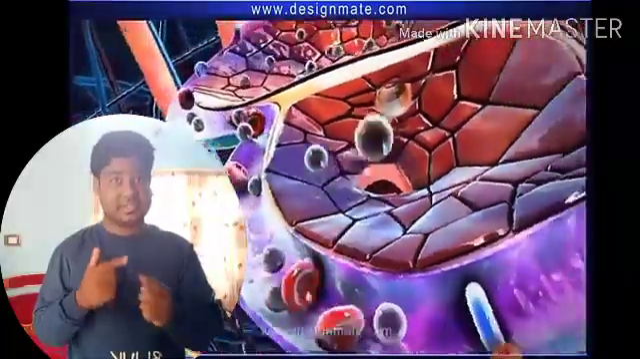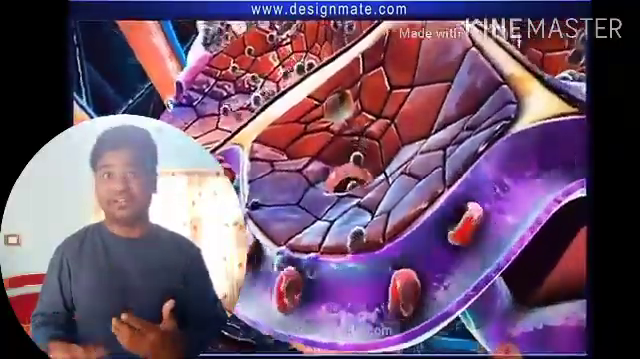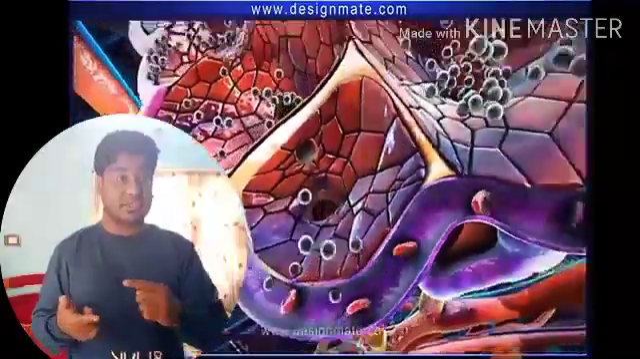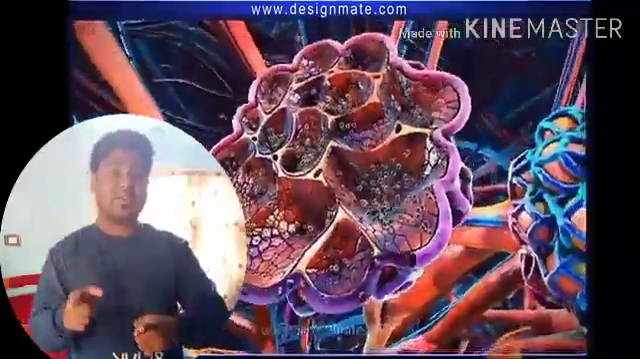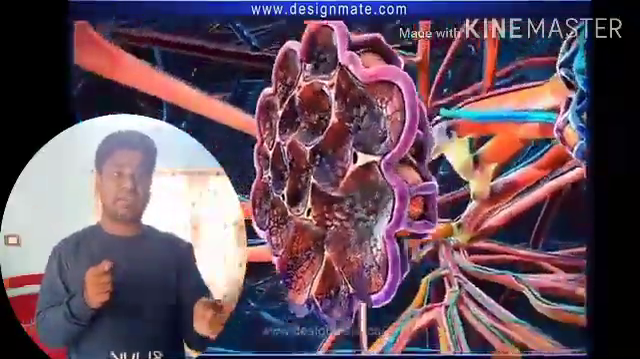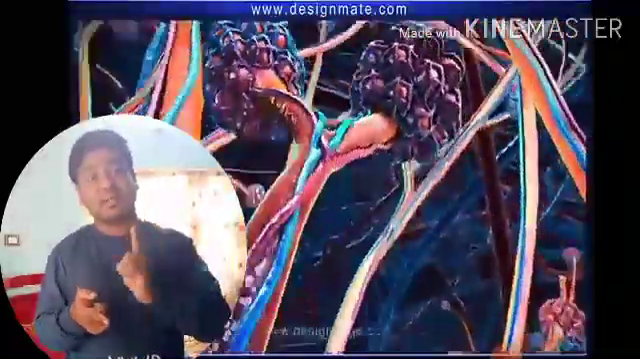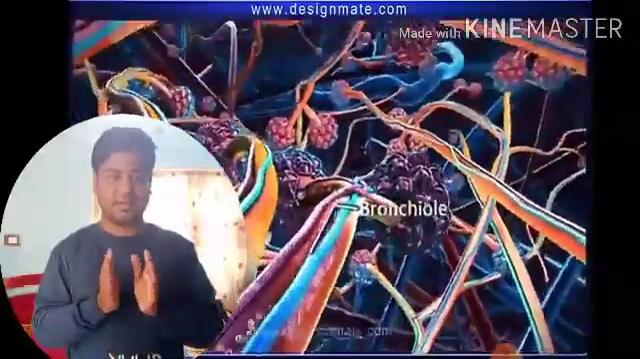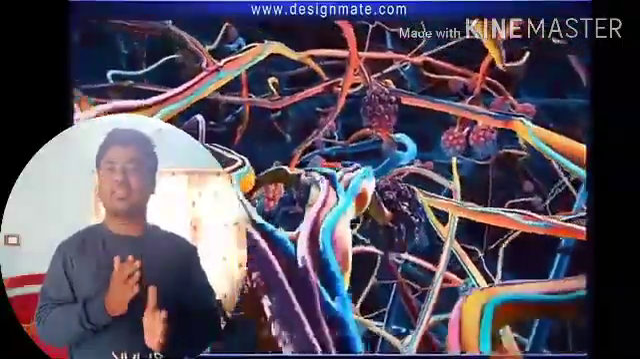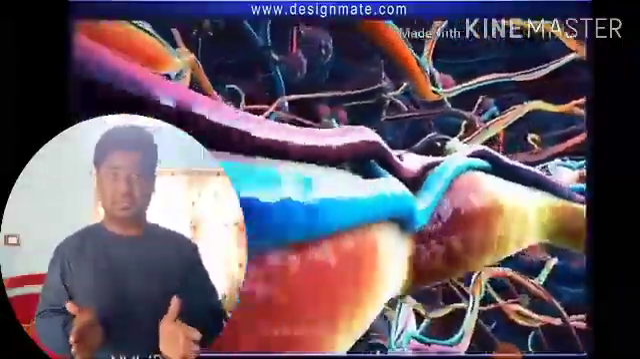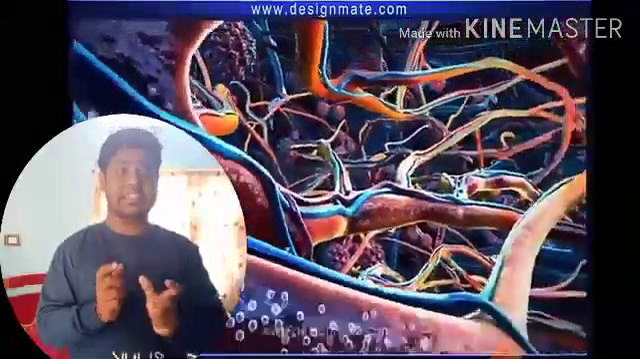So that's the process that happens inside the alveoli, in fact in the lungs. Carbon dioxide from the blood diffuses into the alveoli, and oxygen from the alveoli diffuses into the blood capillaries. That happens in the alveoli chambers. Okay, that is respiration.